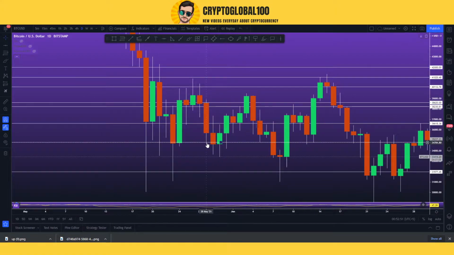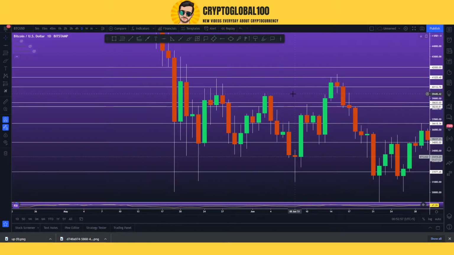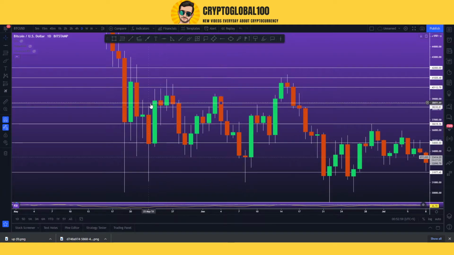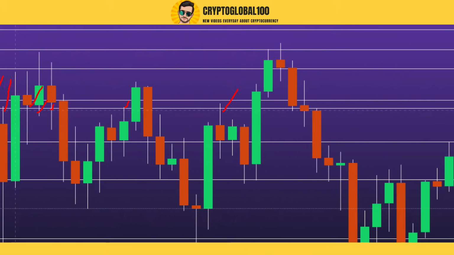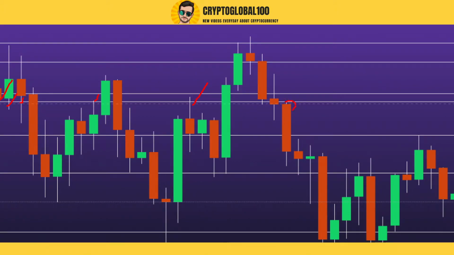So here we have the areas. We have different areas right now, you see. And if we take a look at the areas, you can see here we have this area multiple times. This area was tested here. You can see, okay, we got rejection here. We got rejection here, and you can see, perfect. This is a perfect example of, after it broke this area, it went down.